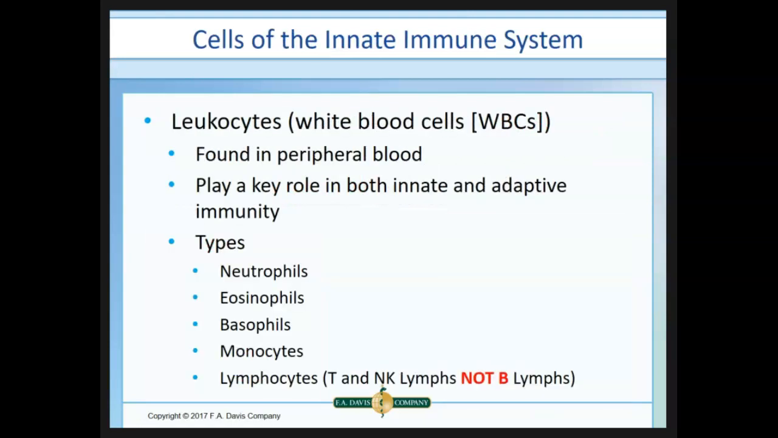Remember those. Okay, so now we're going to jump back over to cells of the innate immune system. We're going to talk about leukocytes. And where are leukocytes, or white blood cells, WBCs, found? They are found in peripheral blood. That means the blood that is circulating through our veins and arteries.